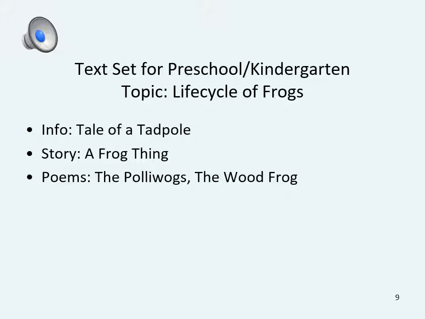This is an example of one of the text sets that we put in our book. It was geared for preschool and kindergarten age students, and the topic was the life cycle of frogs. So we had one informational text, A Tale of a Tadpole. We had another that was a story, A Frog Thing, and then we had two poems, The Pollywogs and The Wood Frog, and we used those in multiple ways to address a lot of different targets in the classroom with both typically developing kids and kids with special needs.